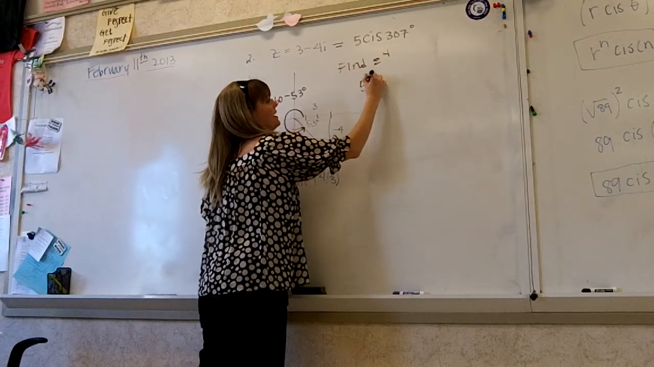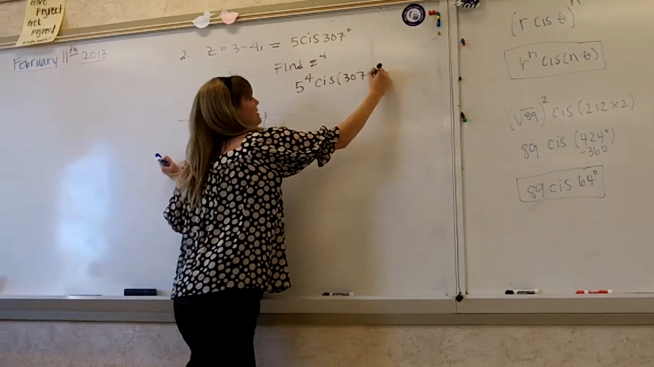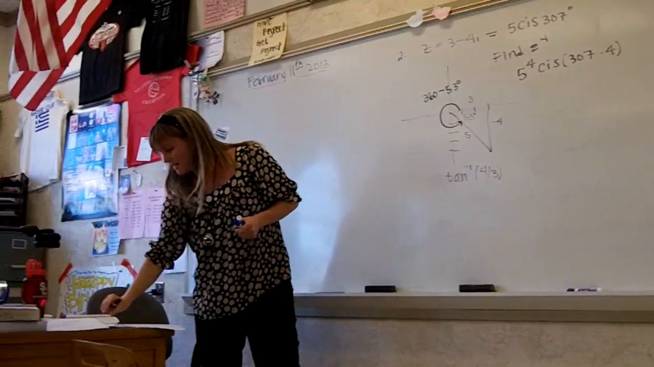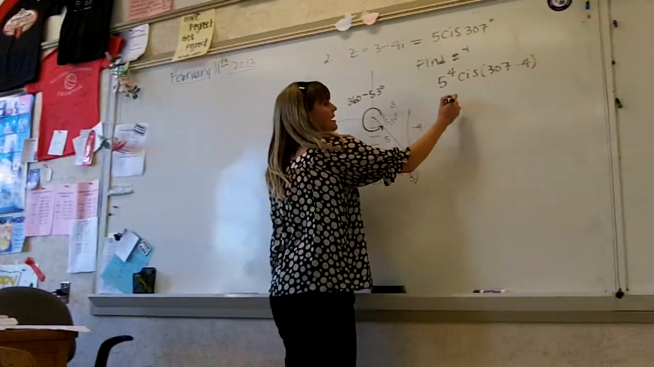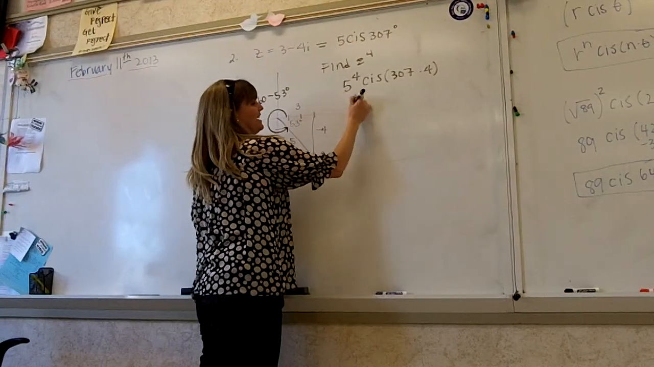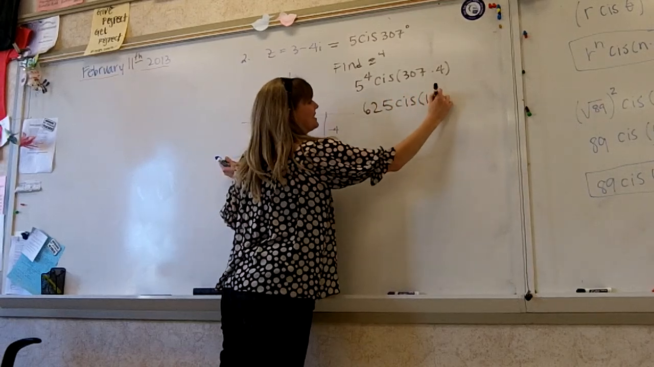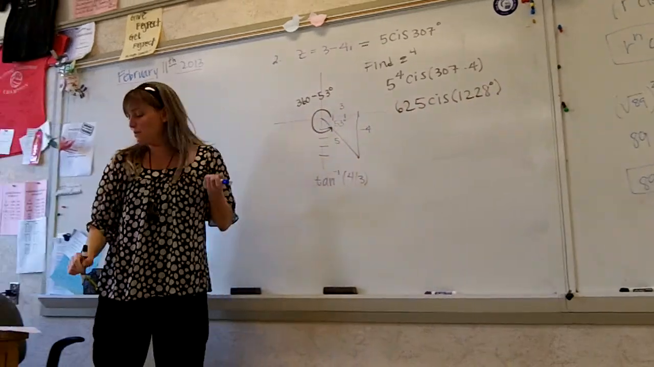And then this one says I want to find z to the 4th. So that means I do 5 to the 4th cis 307 times 4. I need to go to my calculator. 625, I think. And now I forgot what the other one was, so now I'm doing it in my head. 1228.